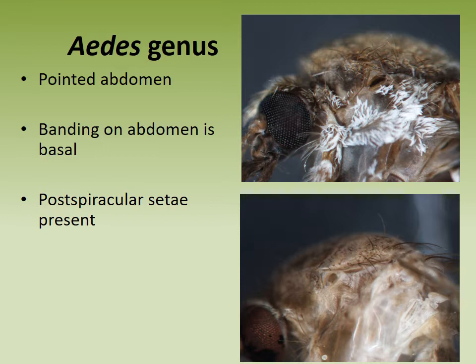But what if the abdomen has been roughed up and you can't really figure it out from that? This last characteristic kind of gives you an idea if it's Aedes or not. And so what is post-spiracular? Well, all of these terms, post-spiracular, sub-spiracular, pre-spiracular, they're all based off of the spiracle.